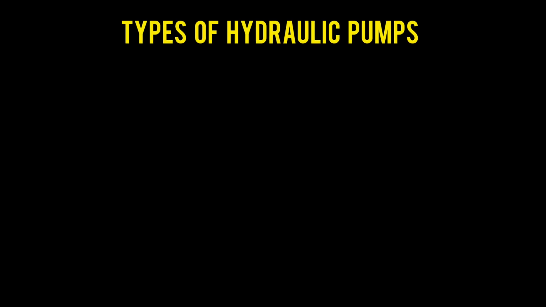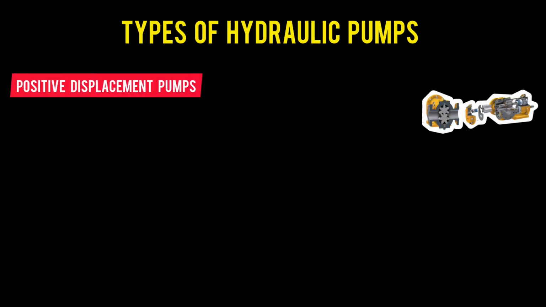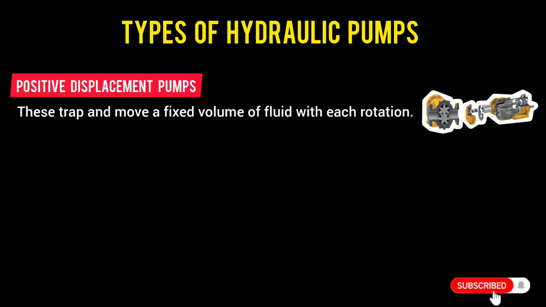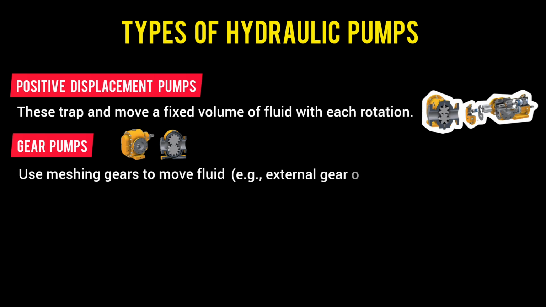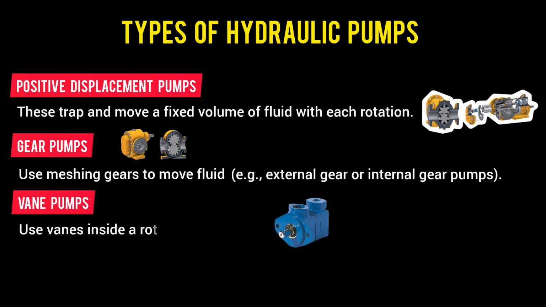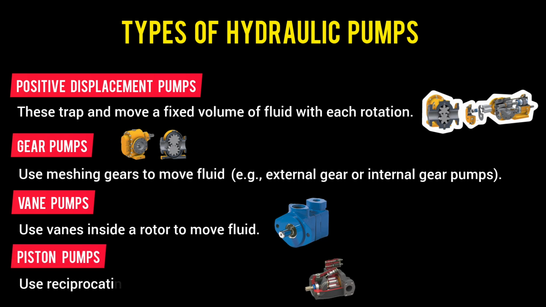Types of hydraulic pumps. Positive displacement pumps trap and move a fixed volume of fluid with each rotation. Gear pumps use meshing gears to move fluid, e.g. external gear or internal gear pumps. Vane pumps use vanes inside a rotor to move fluid. Piston pumps use reciprocating pistons to displace fluid.